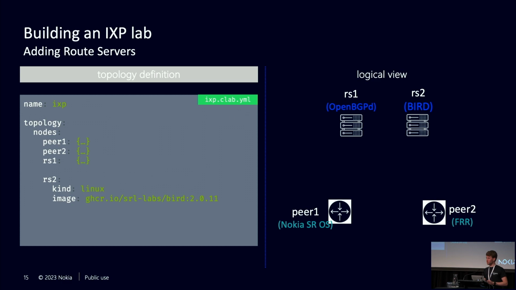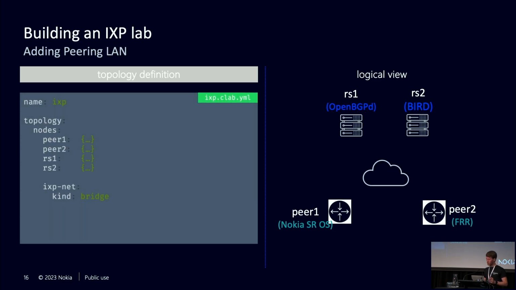And this is the connectivity between all those nodes. So in this specific case, what we want to do is use a peering LAN, which will be represented by a Linux bridge. In this example, the Linux bridge has already been created by the user on the machine. So this is mandatory in this case. You cannot just rely on Containerlab to do that. But once the bridge is created, Containerlab will use it and can use it in the topology. So we have our 4 nodes, we have our peering LAN.